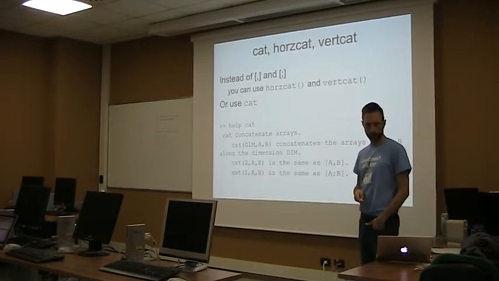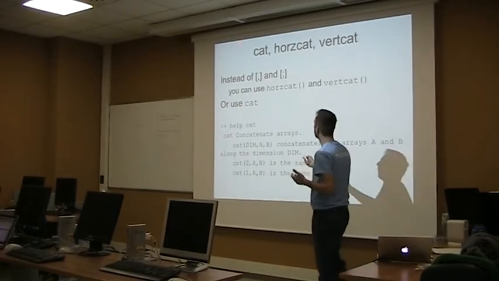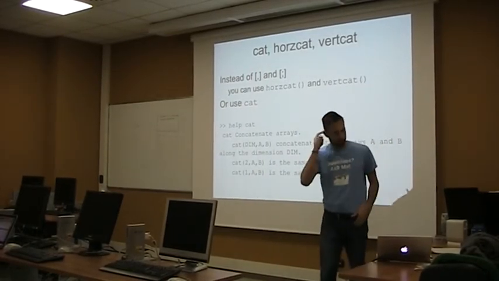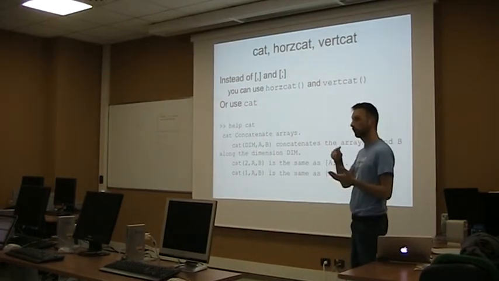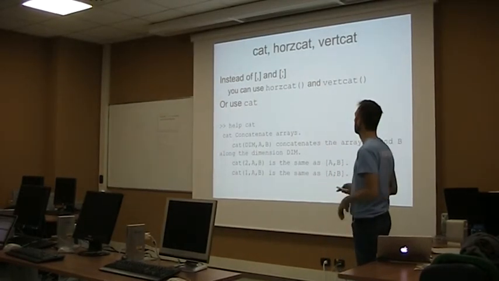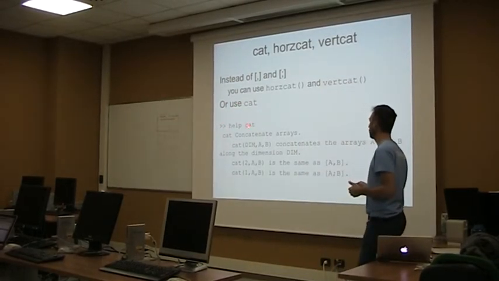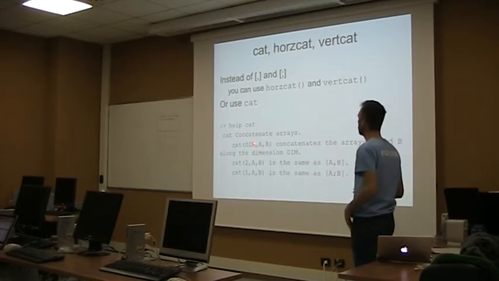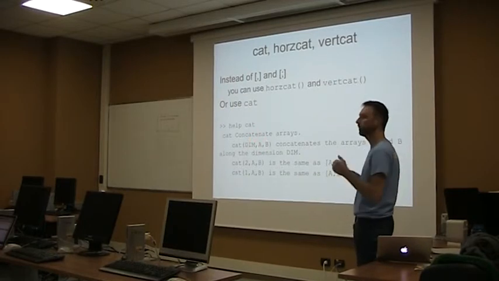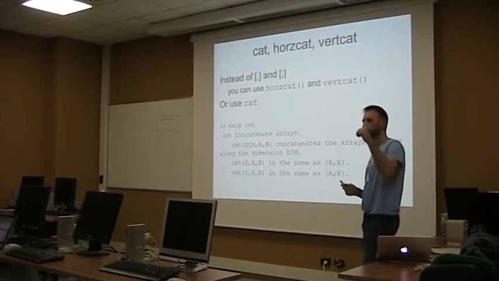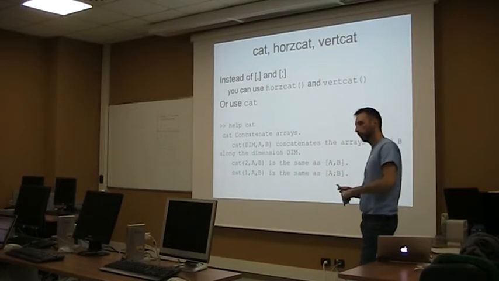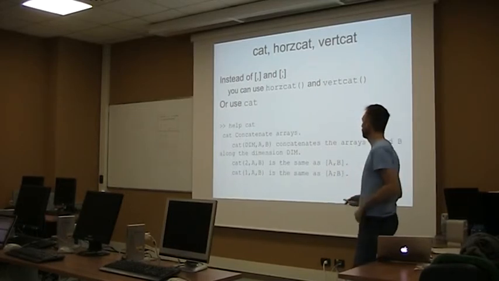Yes? So far we have concatenated using these square brackets, with either a comma to go to the side or a semicolon to go below. But you can also use the functions horzcat, vertcat, or just cat. And you can check them out. For example, if you type help space cat. Usually it works like that. You give the dimensions and then the two things you want to concatenate. So in which dimension you want to concatenate. The first dimension is going to be row below row. The second dimension is going to be the side.